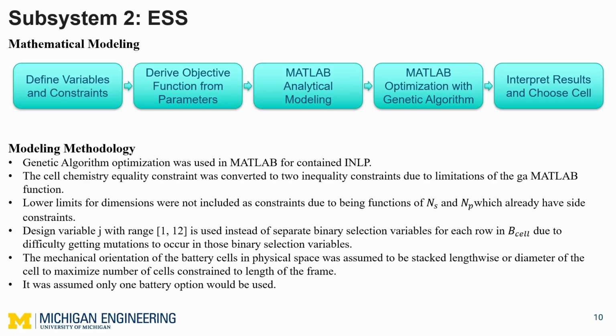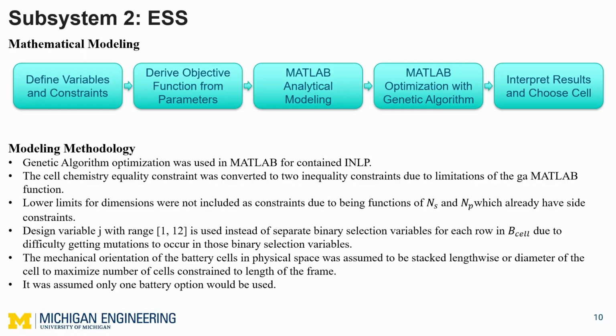For the mathematical modeling of the subsystem, analytical modeling was chosen to model the output capacity of the battery pack. Variables and constraints were defined from other subsystem parameters and battery cell parameters. Based on defined constraints, an objective function was derived using the design variables. Genetic algorithm optimization was performed in MATLAB to optimize the objective function. The modeling methodology section describes the assumed constraints and methodologies used to optimize the objective function.